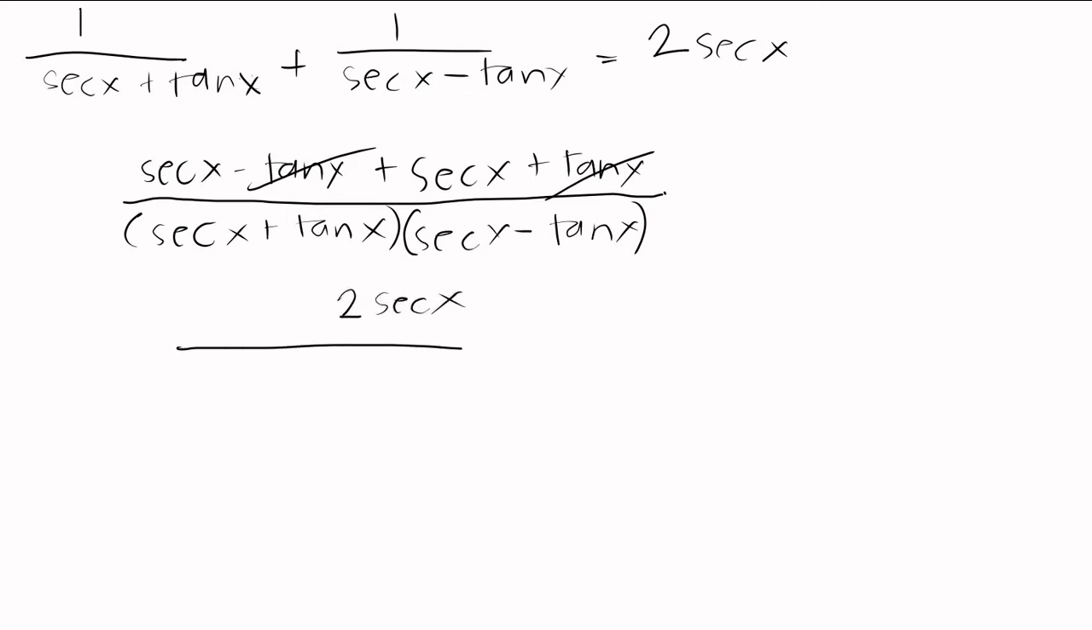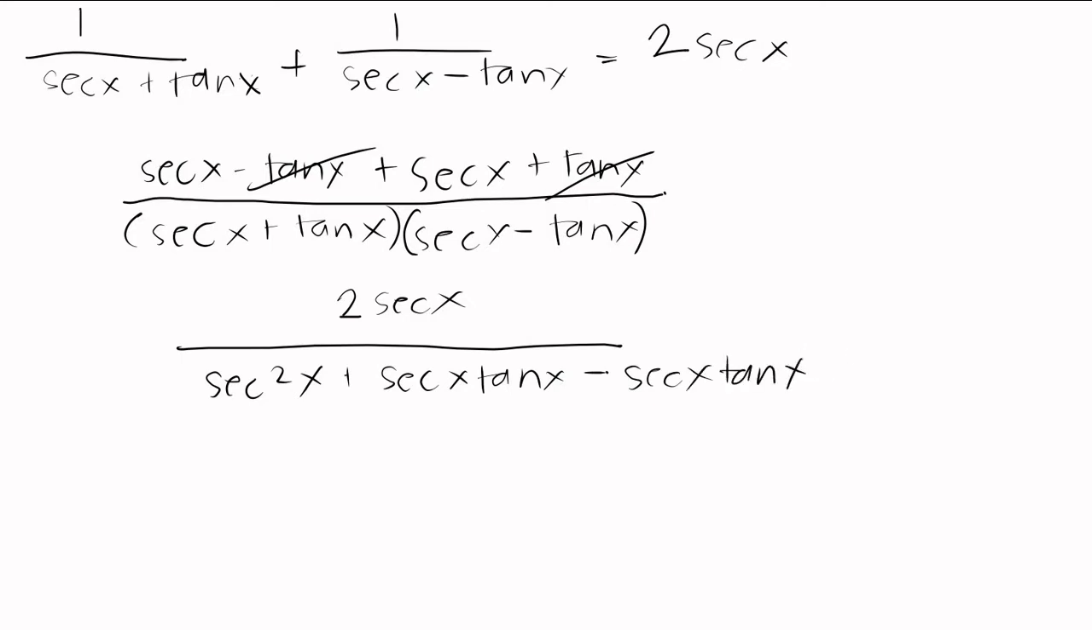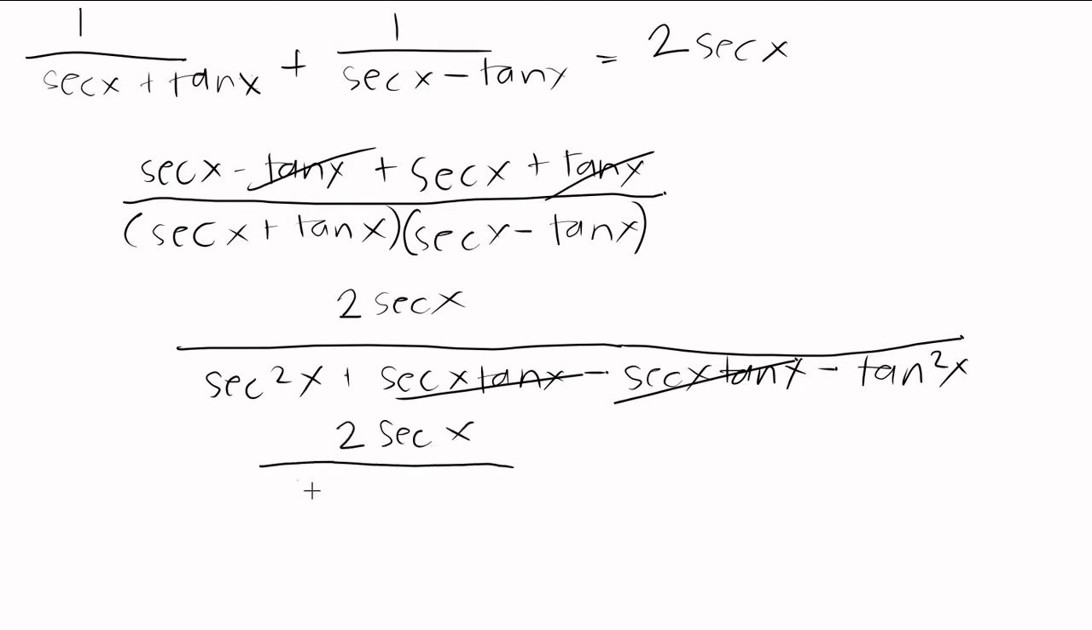Here we can simplify it by zeroing out tangent x minus tangent x, so that becomes secant x plus secant x, which is 2 secant x. And then for the denominator, we can use FOIL, so that's secant squared x plus secant x tangent x minus secant x tangent x minus tangent squared x. Here we can zero out secant x tangent x minus secant x tangent x, so that becomes 2 secant x over secant squared x minus tangent squared x.